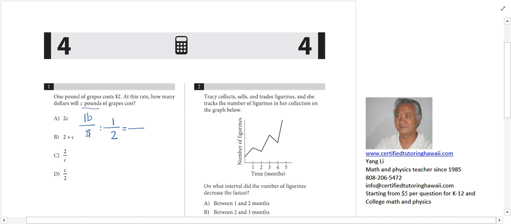C represents the pound, so C should be at the top, C pounds as a numerator. And then how many US dollars, we don't know, put as X. So we're gonna solve this proportion. You cross multiply, so you got 1 times X equals 2 times C. So that means X equals 2C. So that's why A is the answer for number 1.